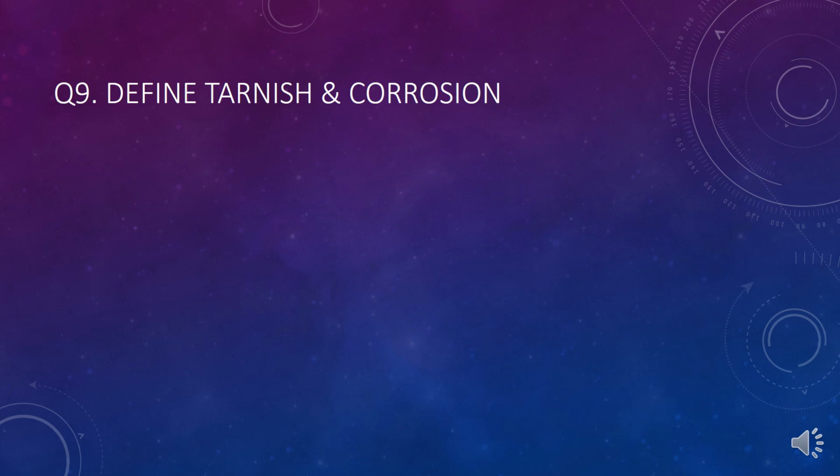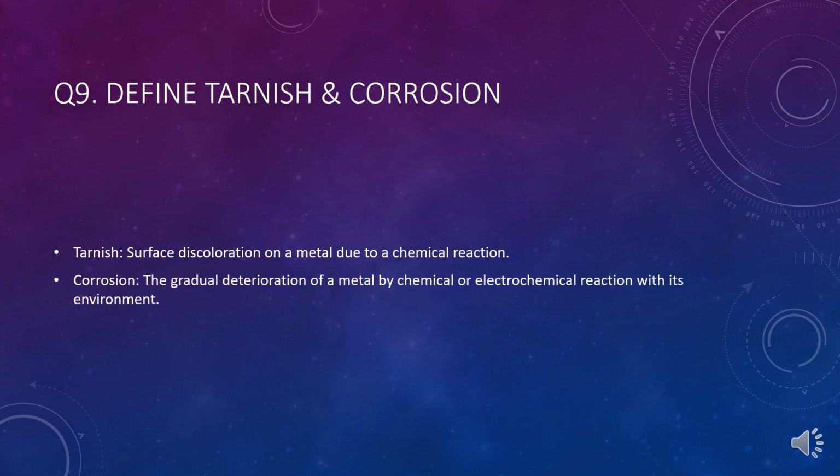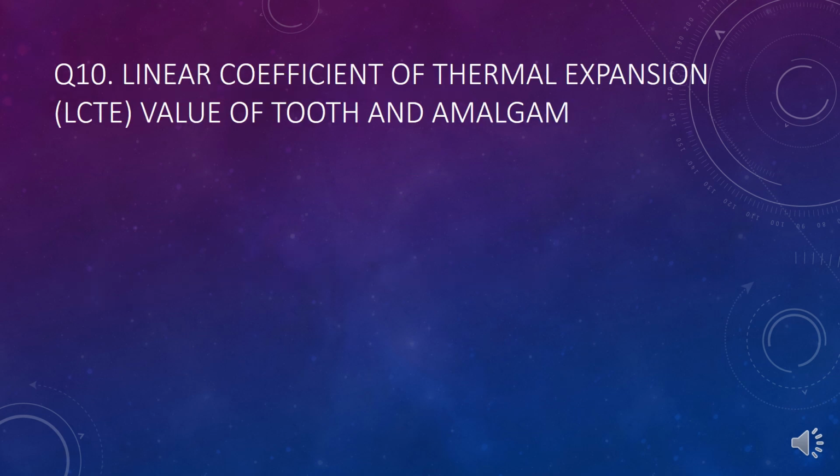Next question is define tarnish and corrosion. Tarnish is defined as the surface discoloration on a metal due to a chemical reaction, whereas corrosion is the gradual deterioration of a metal by chemical or electrochemical reaction with its environment.